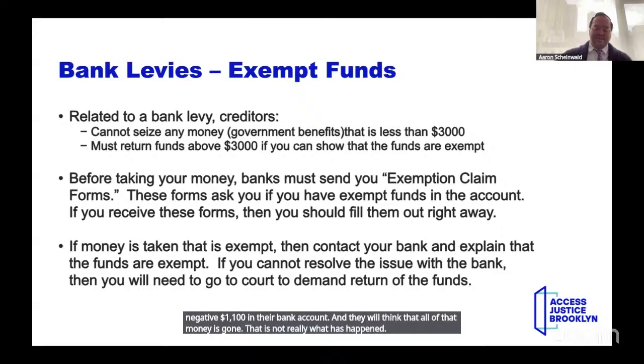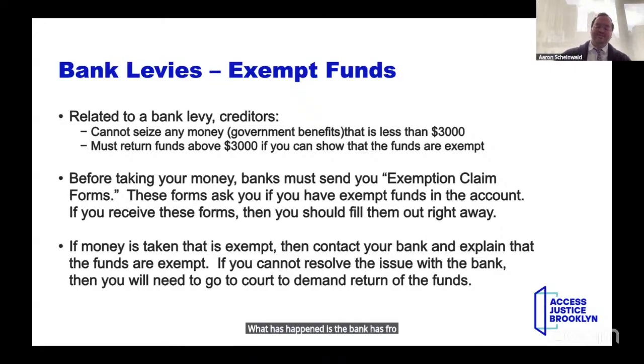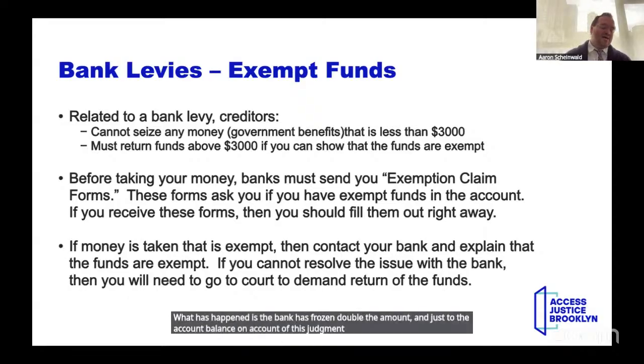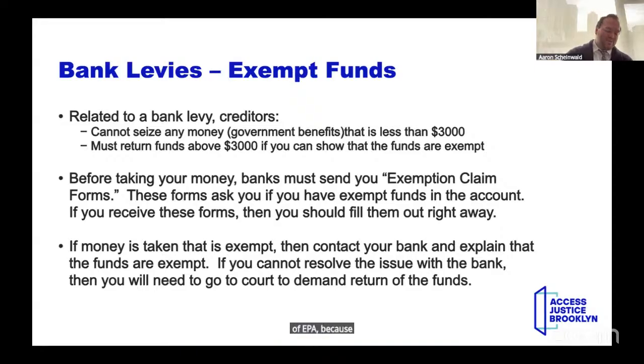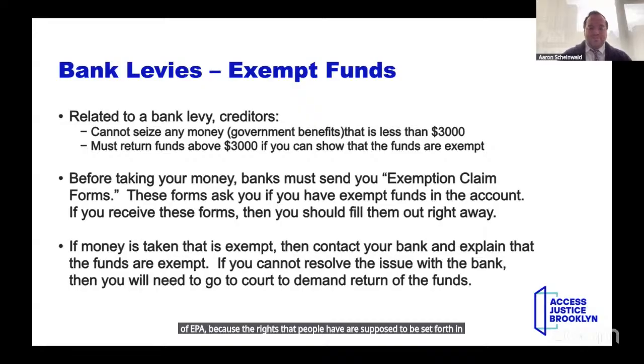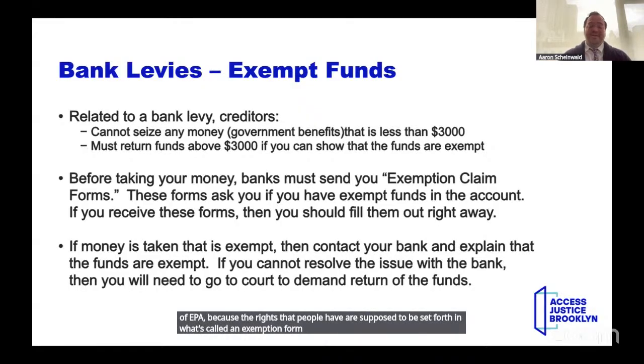What has happened is the bank has frozen double the amount and adjusted the account balance on account of this judgment. And that action would be violative of EPA, but let's leave that part aside for right now. And that's what they'll see, and they'll think that that money is gone. And that is not really true. And that is a limitation of EPA, because the rights that people have are supposed to be set forth in what's called an exemption form. And lots of people do not get those exemption forms.